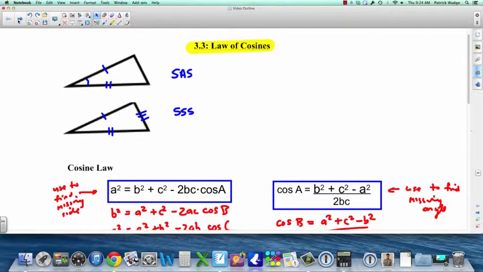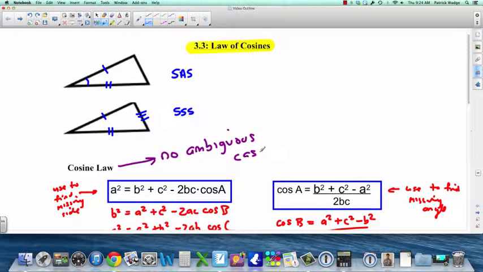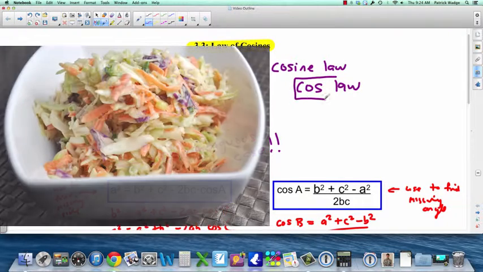Alright, the wonderful thing about the cosine law, and I'll just write this as the last thing, and you can all do a victory dance as you turn off the video for the day. With the cosine law, there is no ambiguous case. Thank the Lord for that. And one last thing, my favorite way of referring to the law of cosines is the cosine law, or in its short form, the cos law. The cos law.